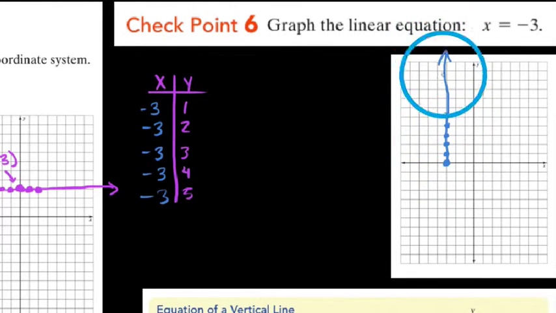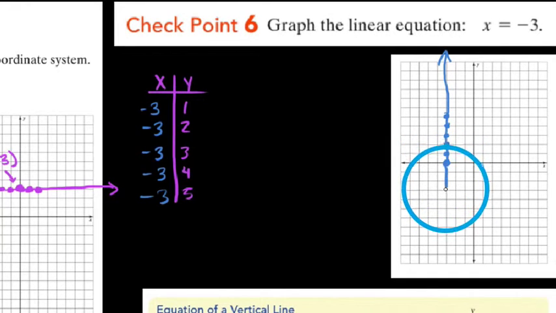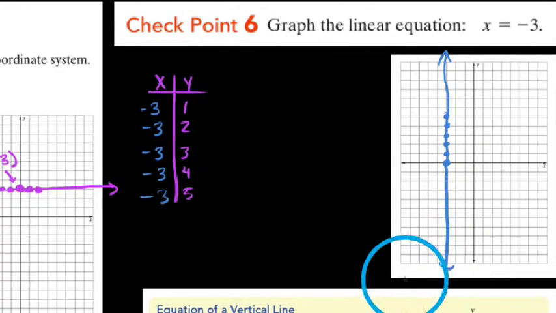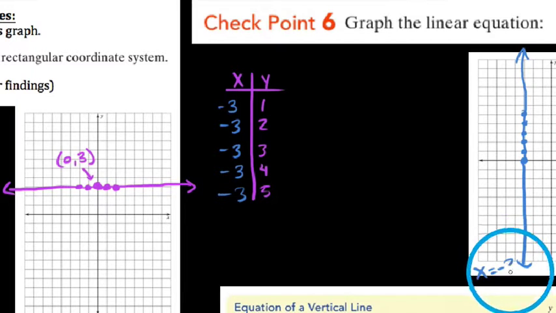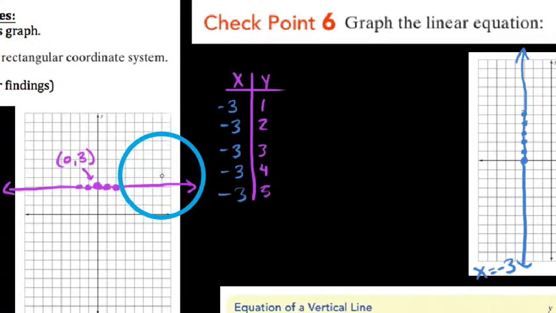So what I can tell you is whenever you get an equation that says x equals a constant, you must be dealing with a vertical line. And I should be labeling both of these. So this is x equals -3, and then this is the line y equals 3 over here.